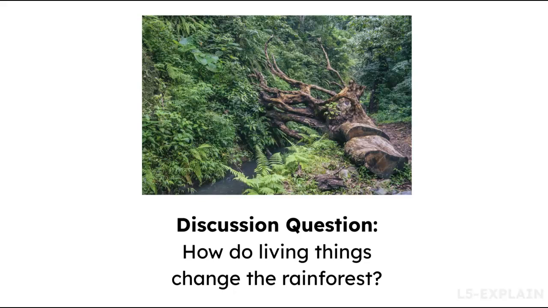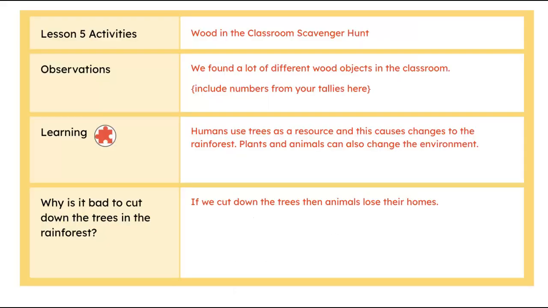For the Explain portion, you'll invite students to gather in a circle to share their findings from their Wood in the Classroom scavenger hunt. You'll use the provided questions to guide your discussion around the question, how do living things change the rainforest? The goal of this class discussion is to analyze student data and find a pattern that helps students explain how animals, including humans, impact the rainforest.